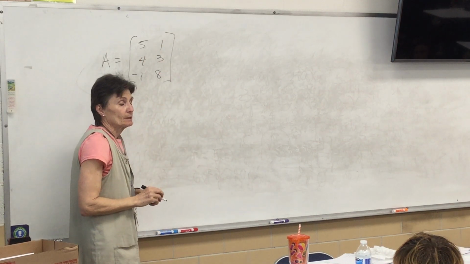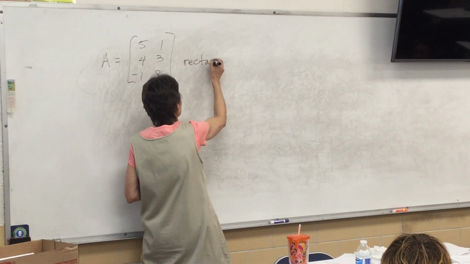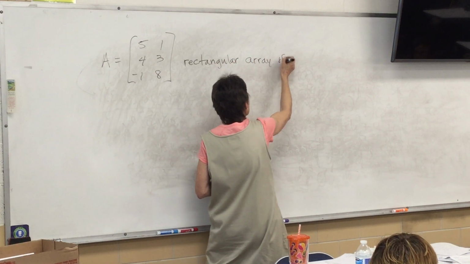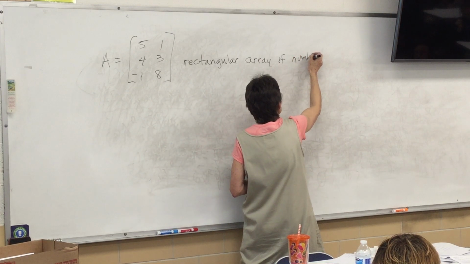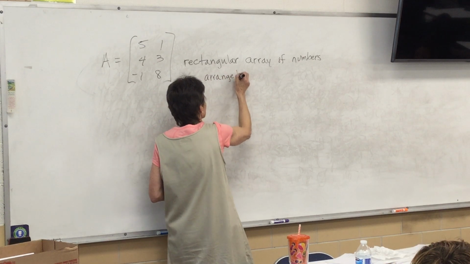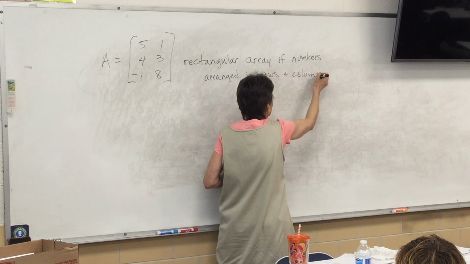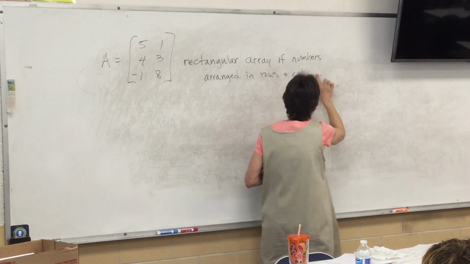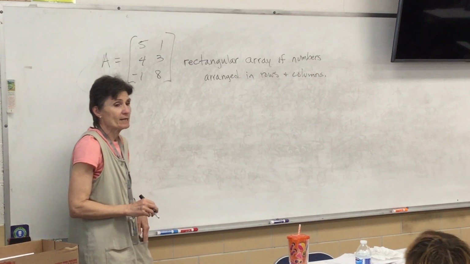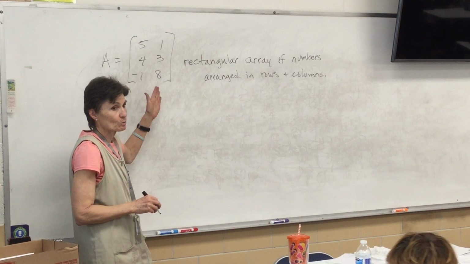That's a matrix. A matrix is a rectangular array of numbers arranged in rows and columns. A rectangular array of numbers arranged in rows and columns. That's a matrix. So, you see how that definition fits with my example?